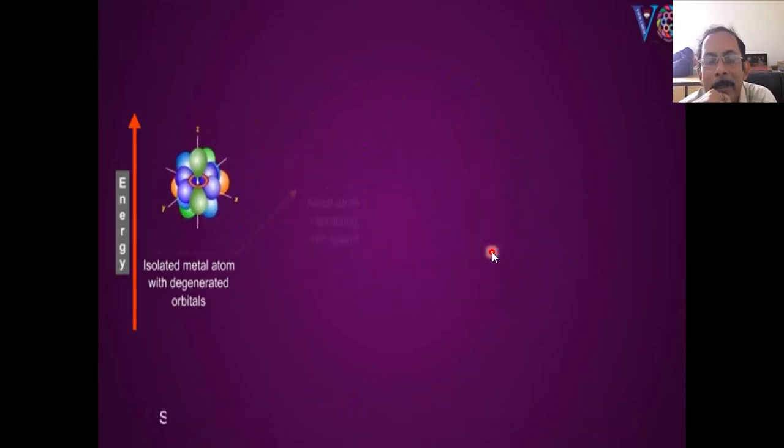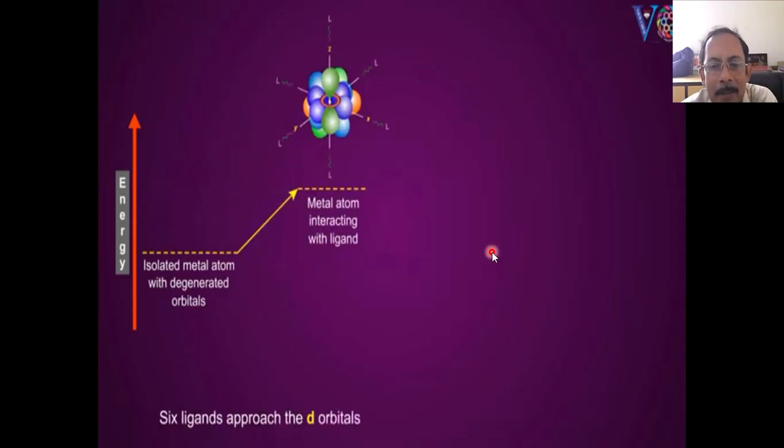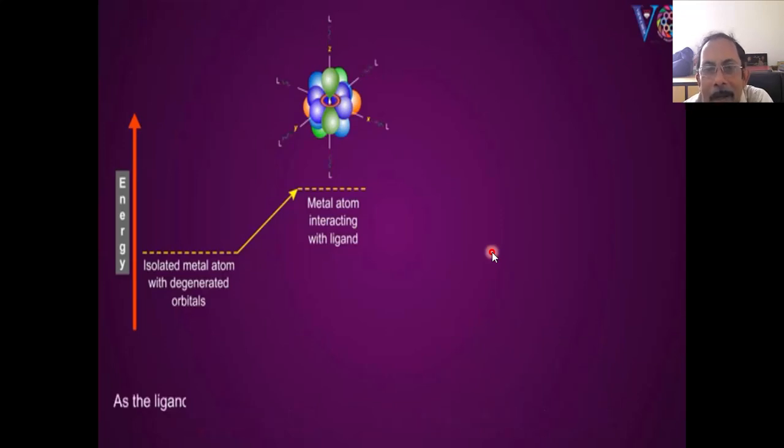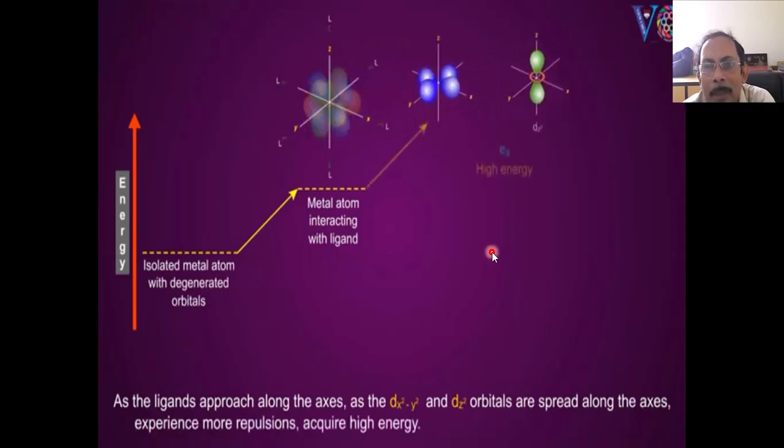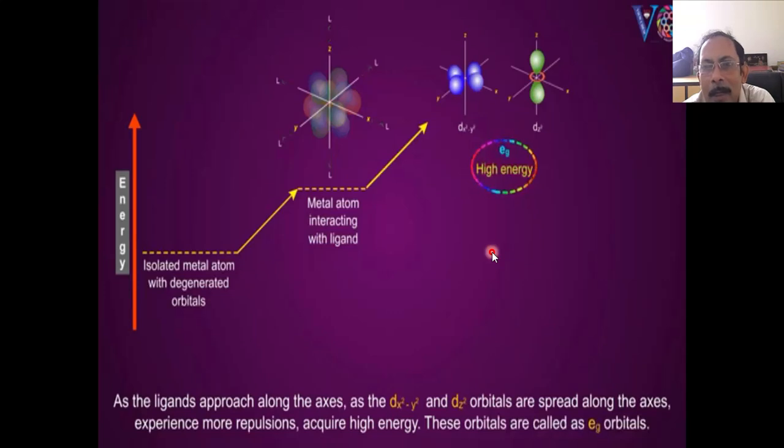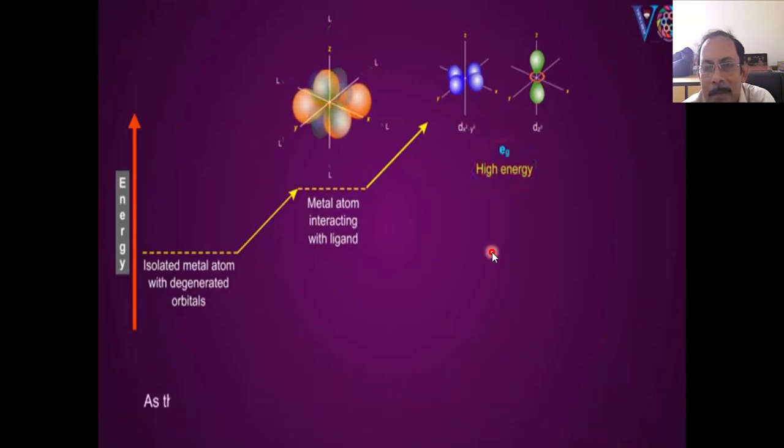Now the 6 ligands approach and combine to affect the d orbitals. The ligands approach along the x, y, and z axes, from both sides. As the ligands approach along the axis, the dx square minus y square and dz squared orbitals are spread along the axis, so you will find more repulsion, and the other 3 orbitals, those that lie along the plane, will feel much less repulsion, and accordingly the splitting goes.